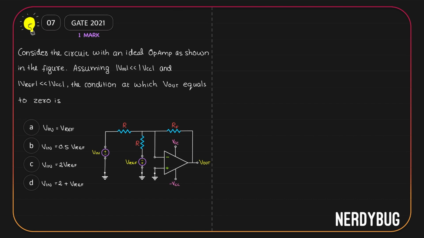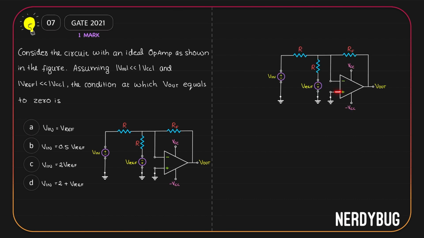Let's figure this out. You can see that the positive terminal is grounded. That means here we have 0 volt. Since the OpAmp is ideal, whatever we have here is exactly what we have here. So here also we have 0 volt. That means at this point we get 0 volt.